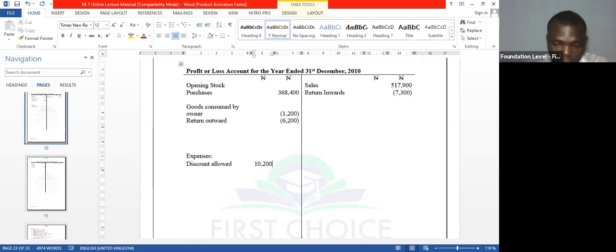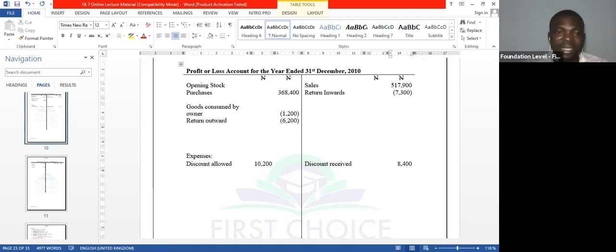The next one that we have is discount received. Discount received is an income. It is a gain, because we have enjoyed the discount. We pay a particular amount of money, but we're able to reduce it, and that's 8,400. The other one that we have is the debtors.